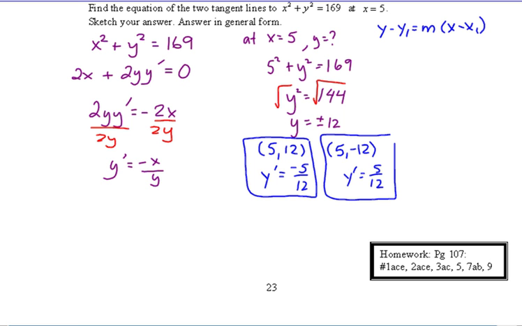Just do separate. Okay, so let's do this guy first. y minus 12 equals negative 5 over 12 times x minus 5. Now we just got algebra.